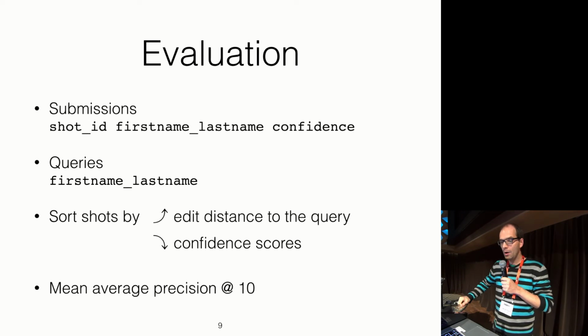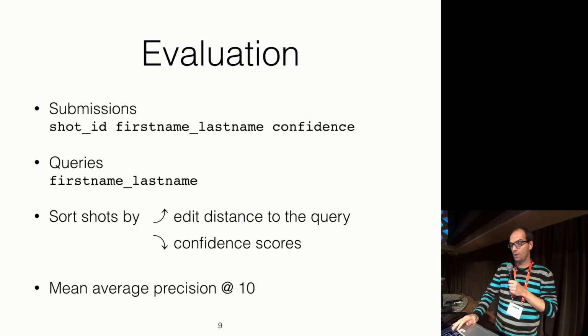And so, given a query, the shots were sorted by the edit distance to the query, and then by confidence score. And we used a regular information retrieval metric to evaluate them. Here, the mean average precision at 10.